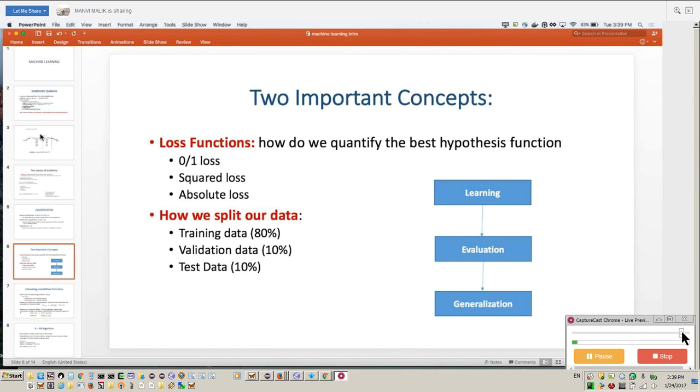Squared loss is the absolute value of h(x) minus y, squared. And similarly, absolute loss will be just the absolute value of those two values, h(x) minus y.